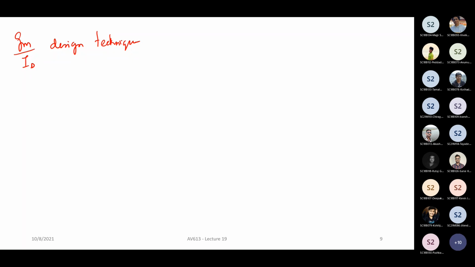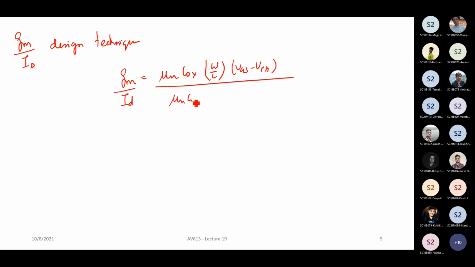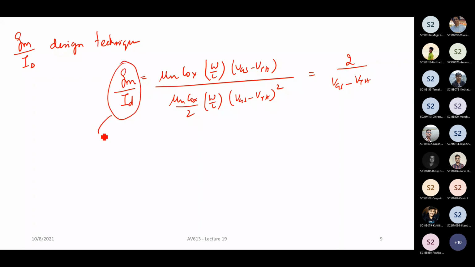Basically, if you look at this factor, GM by ID, if you write the expression, it's, let's say, mu n C ox W over L, VGS minus VTH is one of the expressions of GM. And this is, let's say, mu n C ox by 2 W over L, VGS minus VTH, the whole squared. I'm just taking this square law equation. Now, this turns out to be 2 by VGS minus VTH. Now, this parameter GM by ID is independent of W by L ratio. This is a very important factor.